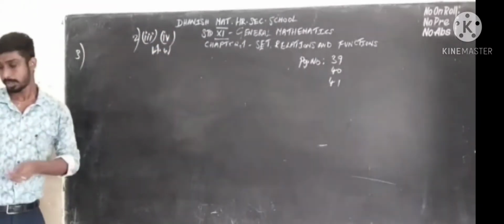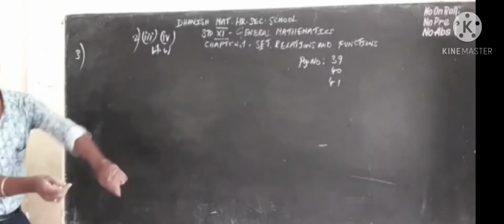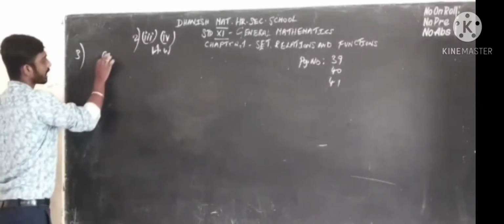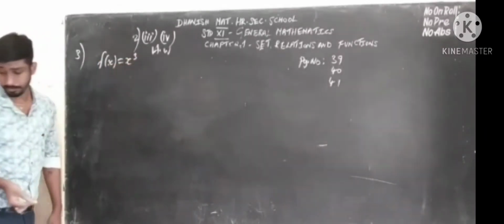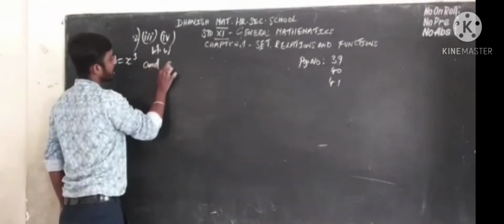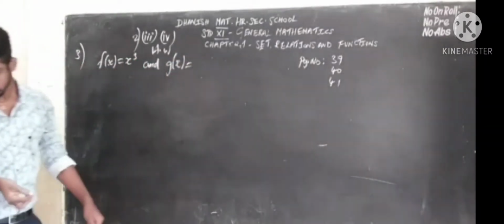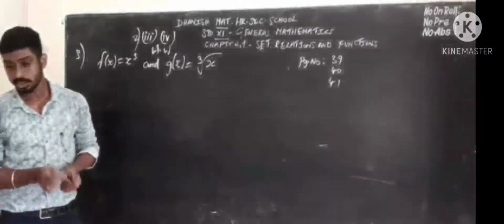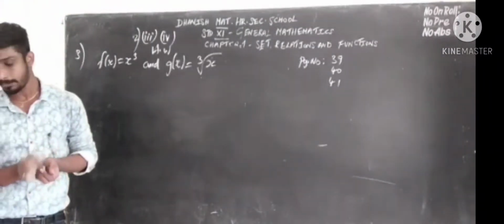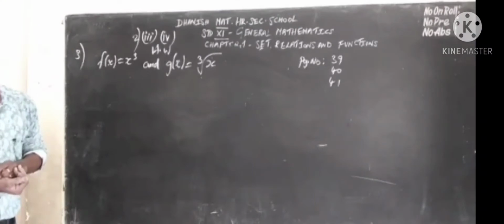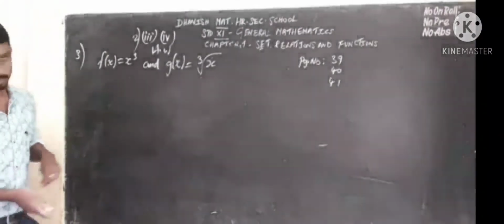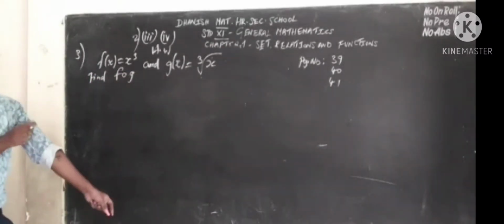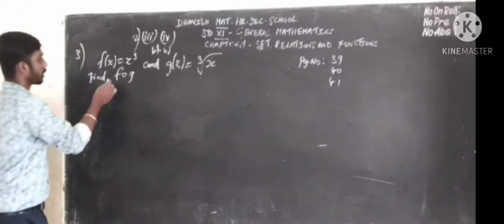Let's see question number 3. Listen, what is the question given here? Graph the function f of x equal to x cube and g of x equal to cube root of x on the same coordinate plane. Find f of g and graph it on the plane as well. Explain your result. So we are going to find f of g. What is the condition over here?